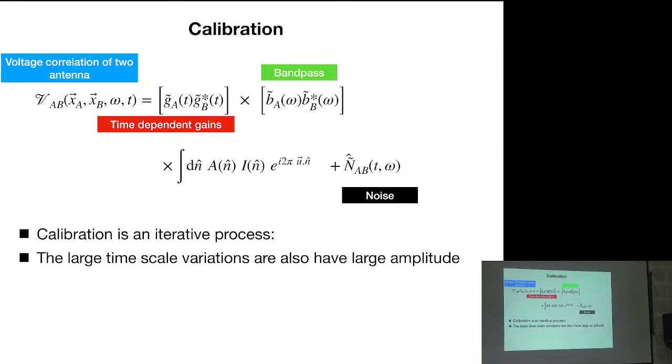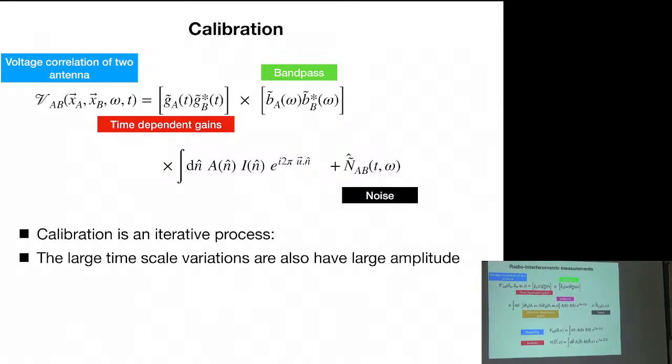Now, for the time being, the first thing that one has to do is to calibrate this. So this is the voltage correlation that you get. I said if you get all the gains equal to 1, then you get that. But how do you make all the gains equal to 1? Well, you find them and you divide by them. So that process is called calibration.